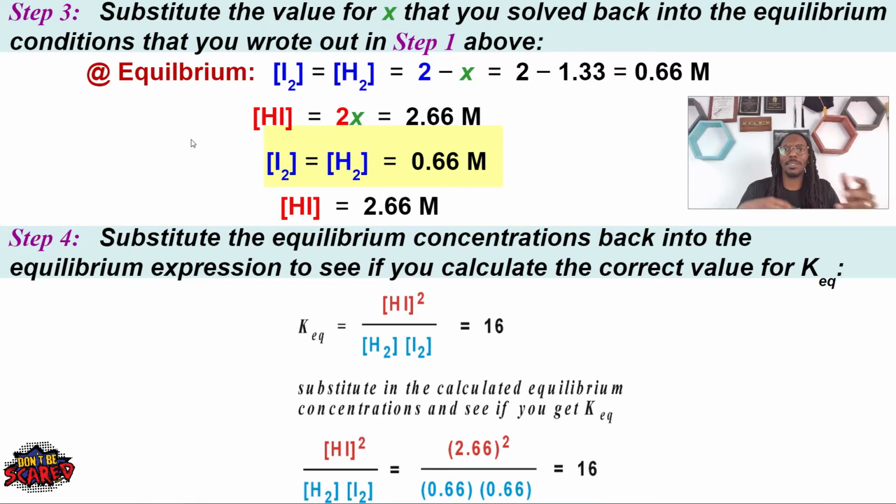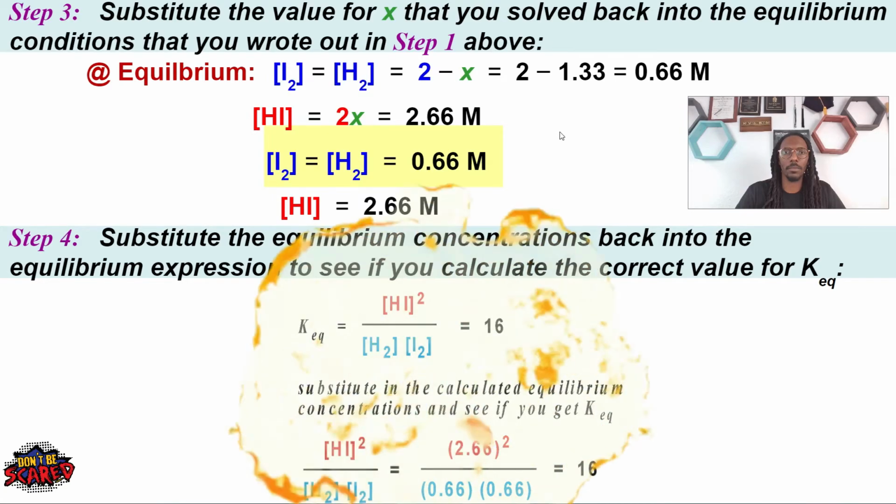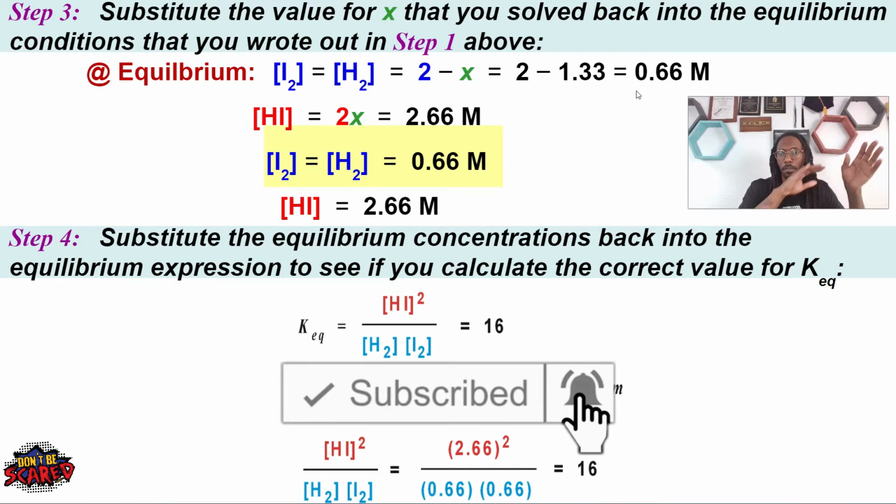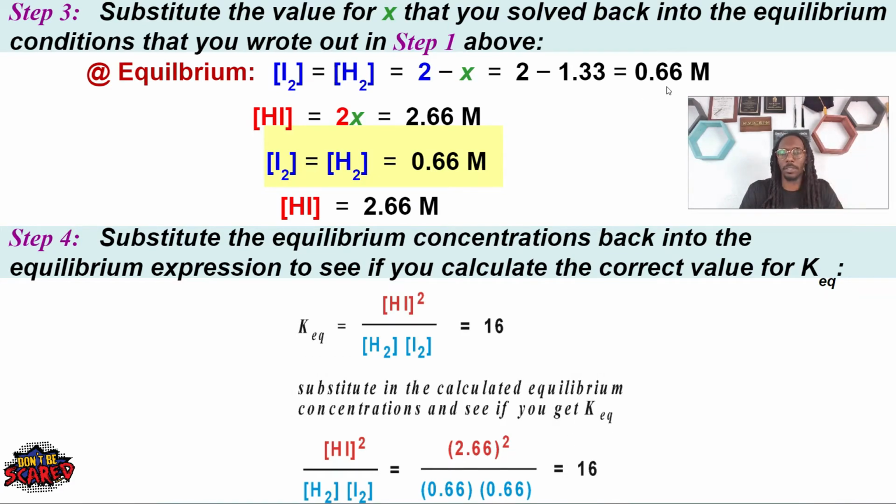Once we find our x, now we can plug it back into our equilibrium conditions that we found from before. So if we remember I2 and H2, we had 2 minus x. We know the x now. Let's plug in our x. 2 minus 1.3, that's going to be 0.66 molar for my equilibrium conditions. So at equilibrium, concentrations for I2 and H2 have gone down from 2 to 0.66. That's how we got to think about this stuff, y'all.